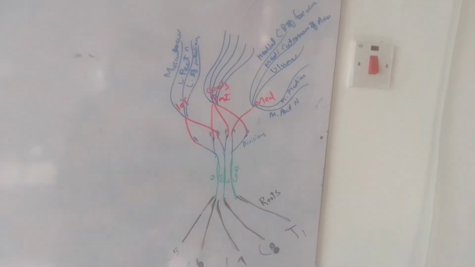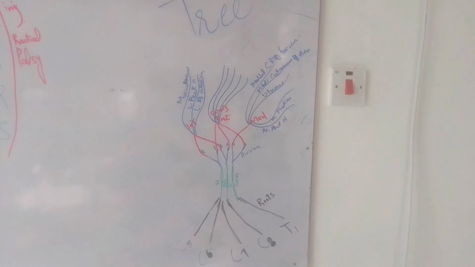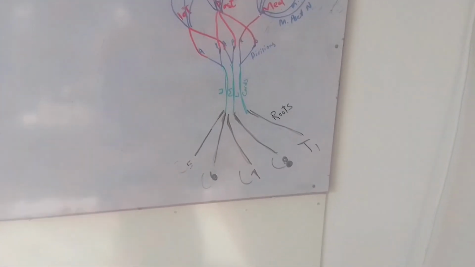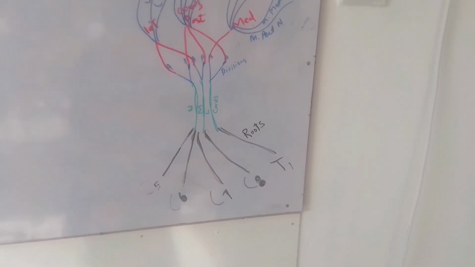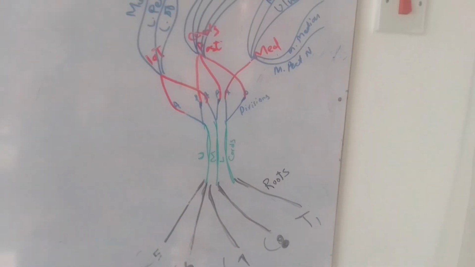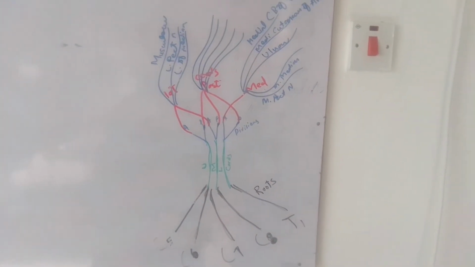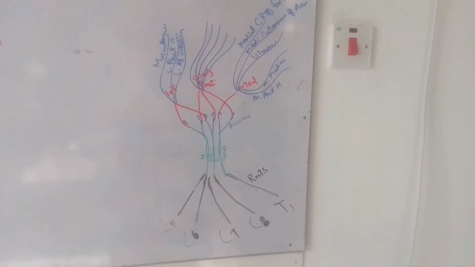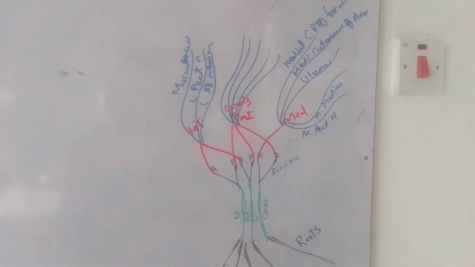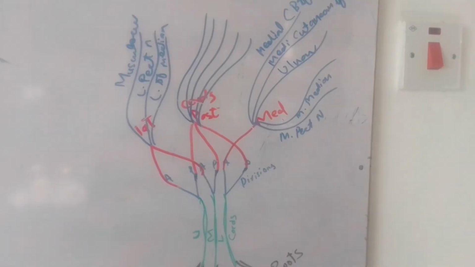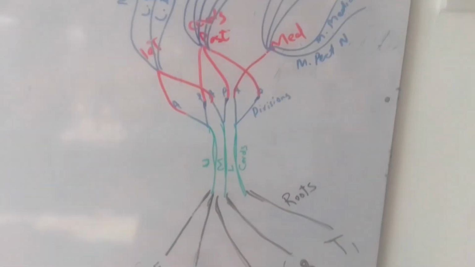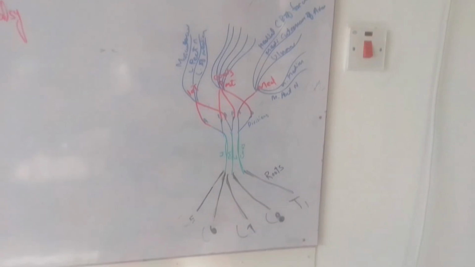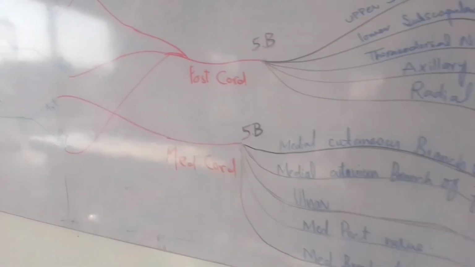We can also show this brachial plexus by a tree, as the tree has roots, trunk, divisions, cords and branches. Roots are C5, 6, 7, 8, T1. Then they form the trunks: upper, middle and lower. Then they divide into anterior and posterior divisions. Then these combine to form the lateral, posterior and medial cords, and these divide into branches.